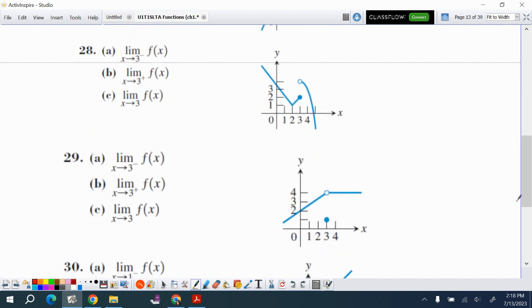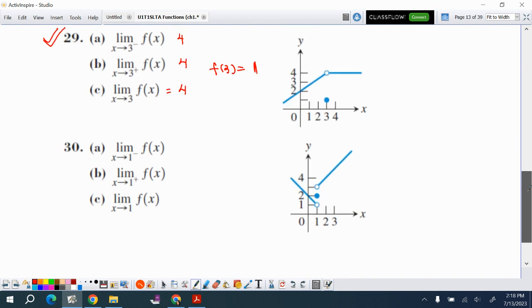Practice some more here. X approaches 3 from the left is a 2. 3 from the right is a 4. This limit does not exist, and I'm purposely putting f of 3 wherever there is a closed circle. This is a very interesting one. Let's watch this. 3 from the left, 3 from the right, all the answers are 4. These two numbers are the same, so that limit is also 4. But what is f of 3? F of 3 is 1. This is a point discontinuity.